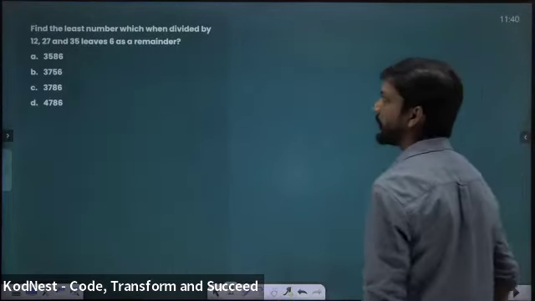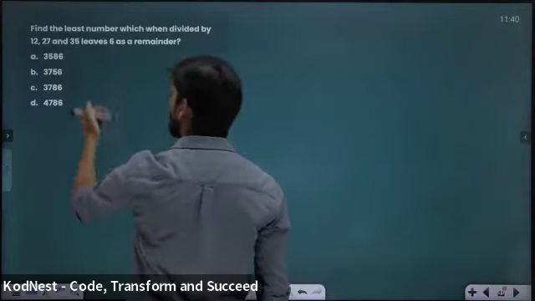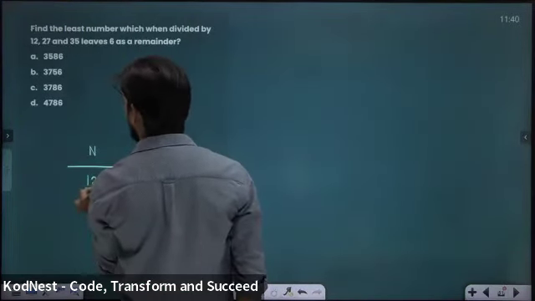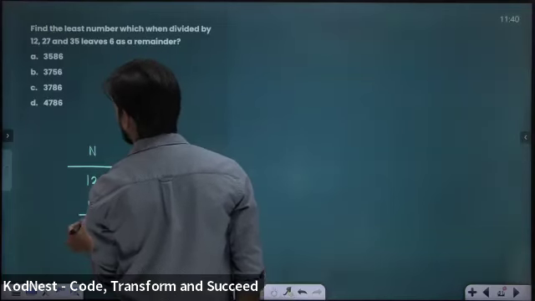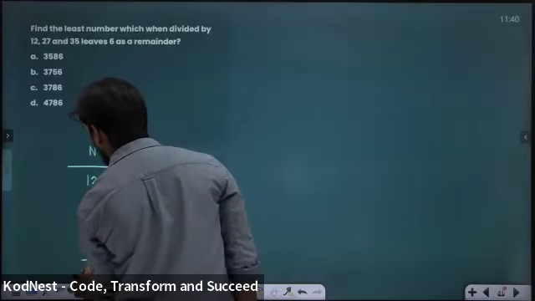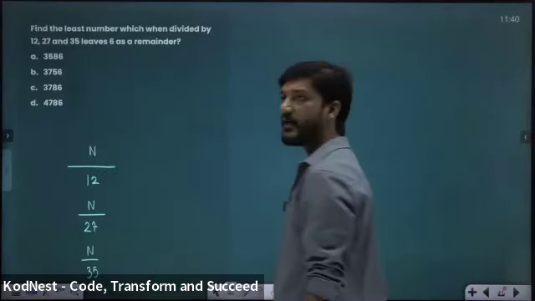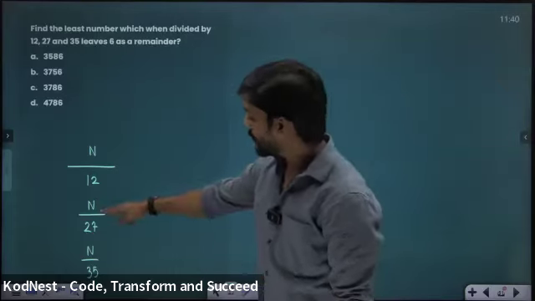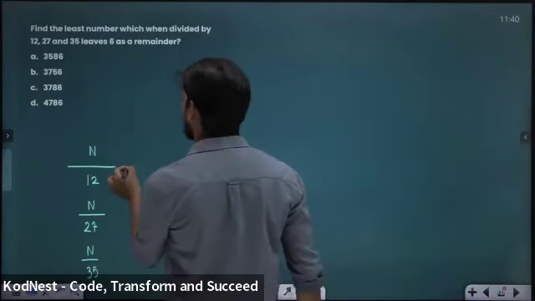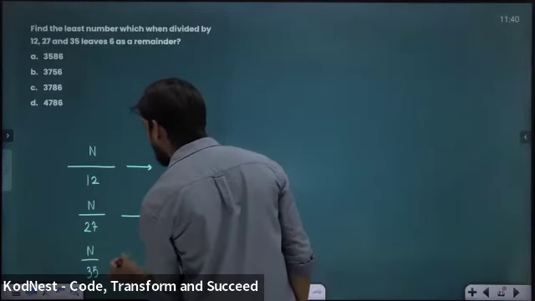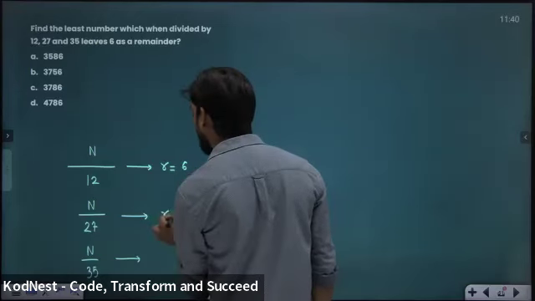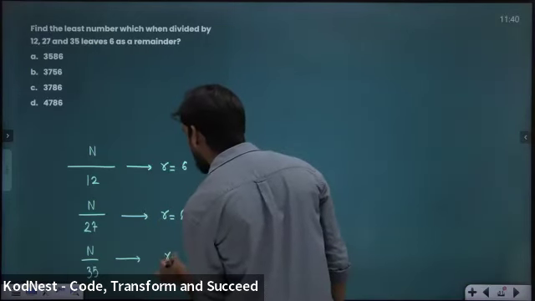So carefully see now. First understand, because this is the first question. Number is divided by 12. Number is divided by 27. Number is divided by 35. So how many divisions? 1, 2, and 3. 3 divisions are there. In all the 3 divisions, they have given you a remainder of 6. All the 3. Remainder is 6. Here also remainder is 6.